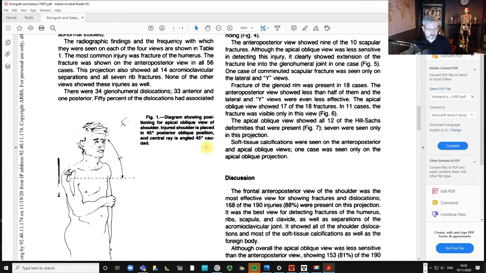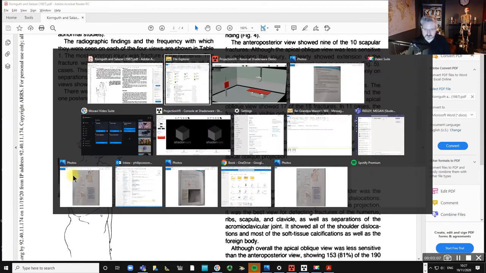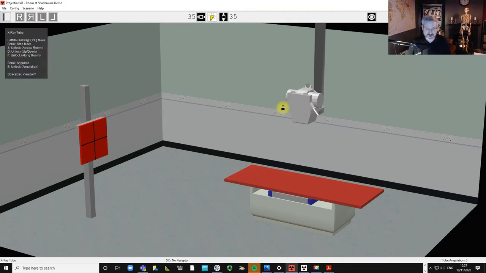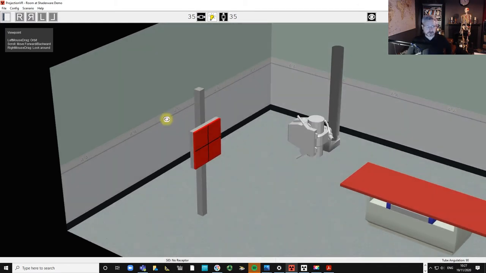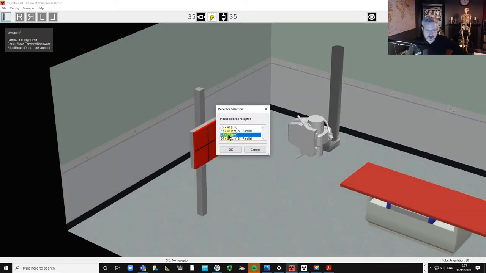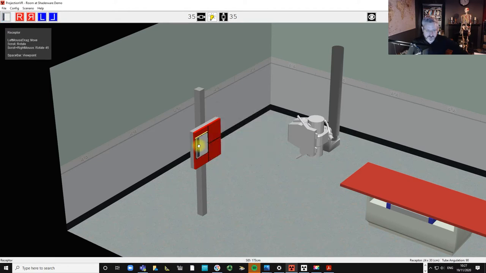So the description is to turn the patient 45 degrees towards the affected side and angle 45 degrees down caudally with a receptor in the oblique. So it's a right or left posterior oblique with a 45 degree caudal angulation. It's not a true axial. It's a half axial because the receptor is not in the axial plane.